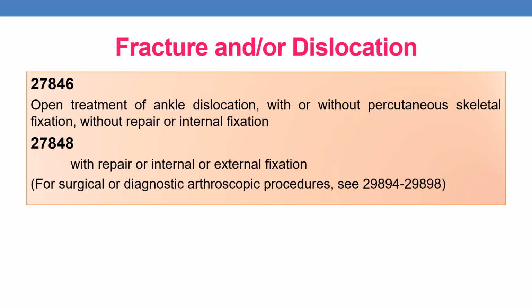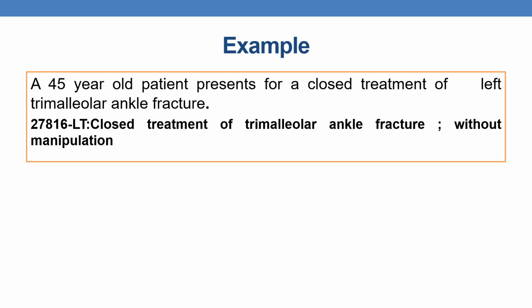The next CPT is 27846. It deals with open treatment of ankle dislocation with or without percutaneous skeletal fixation, without repair or internal fixation. And if it is done with repair or internal or external fixation, then the CPT is 27848. And for surgical or diagnostic arthroscopic procedures, you need to refer 29894 to 29898.